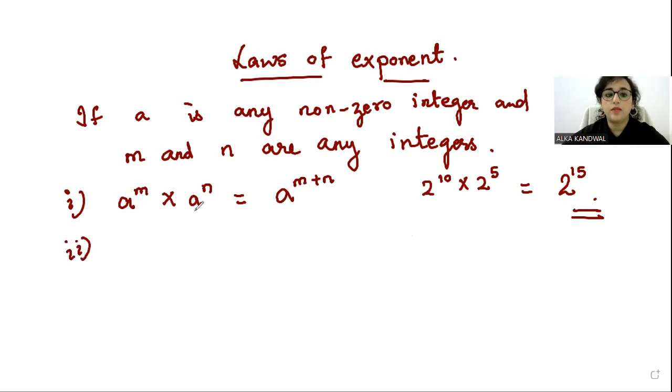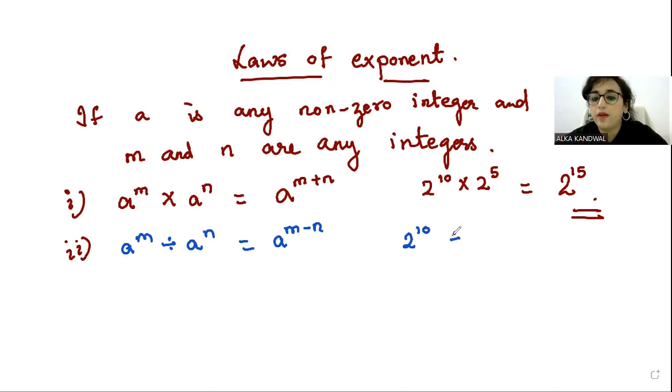a to the power of m into a to the power of n is equal to a to the power of m plus n. Similarly, if the case is that a to the power of m divided by a to the power of n, so what will be the value? a to the power of m minus n. अगर मैंने बोला 2 to the power of 10 divided by 2 to the power of 5, तो ये क्या हो जाएगा?